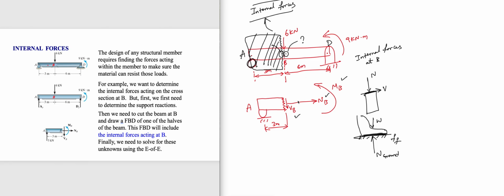That is normal. So normal force is perpendicular to the surface. Shear force is parallel or acting along the surface. And you already know what is moment. Moment is a rotational effect that is caused with respect to a certain point. So these three are called internal forces that are generated at the point B.